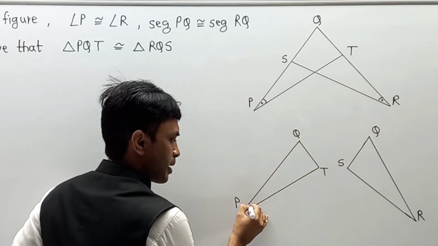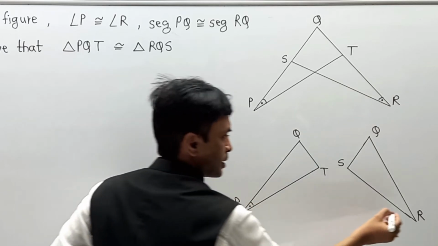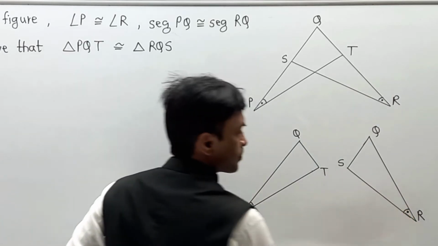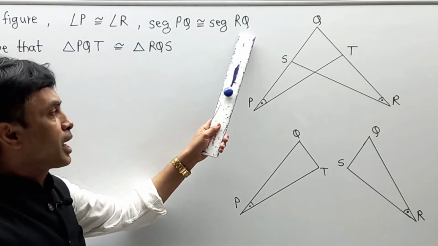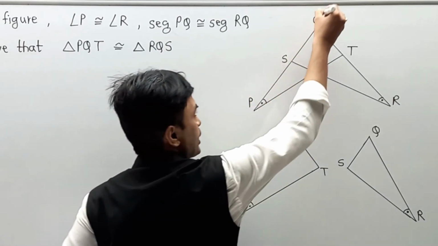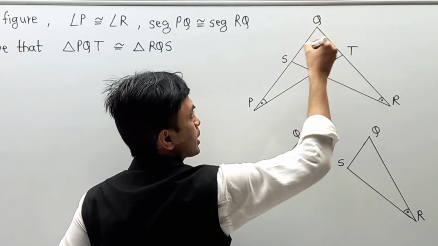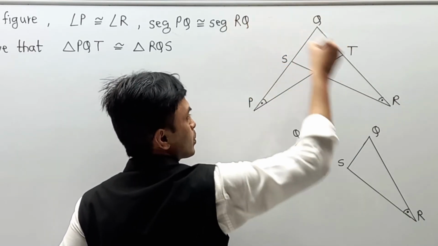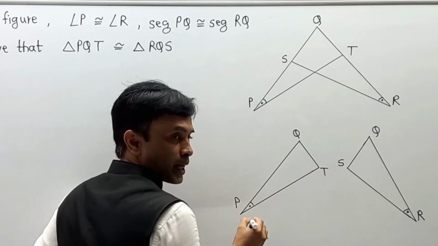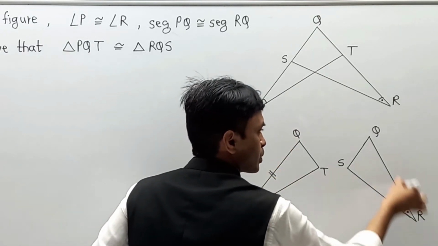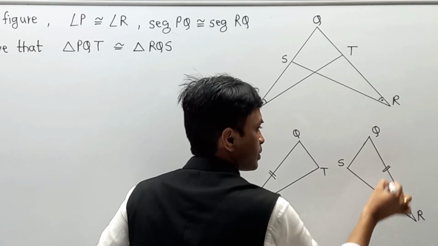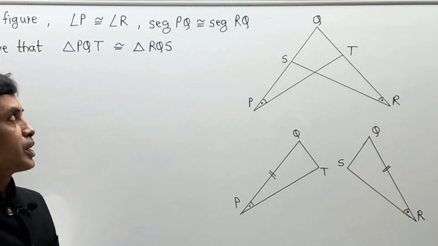So I am going to make the same marking over here. Angle P is congruent to angle R. Next, segment PQ congruent to segment RQ. Segment PQ, I cannot mark it over here as PQ congruent to RQ, but I can simply mark it PQ is congruent to RQ. These are the part over here.